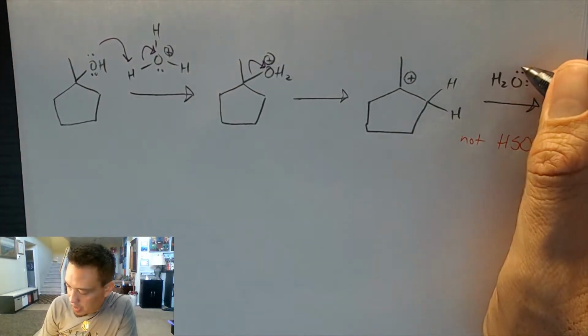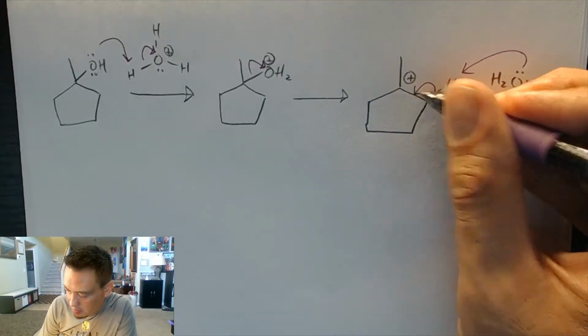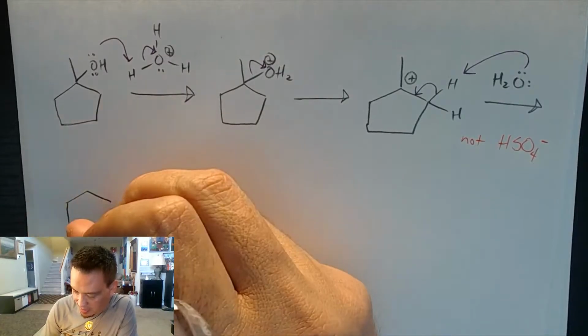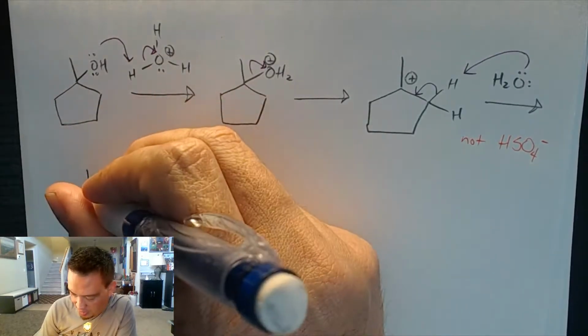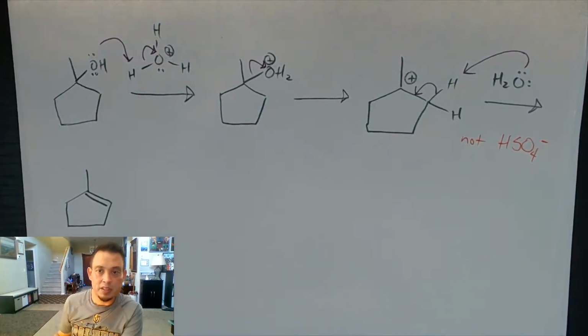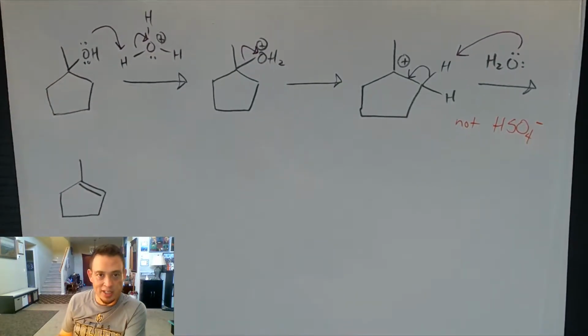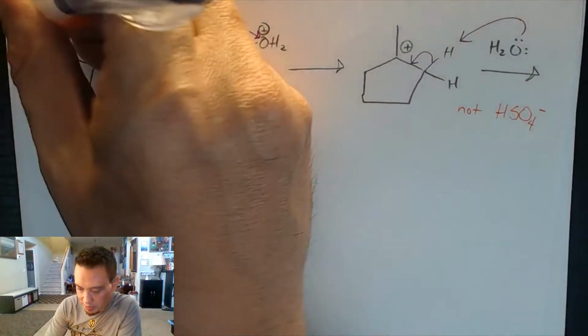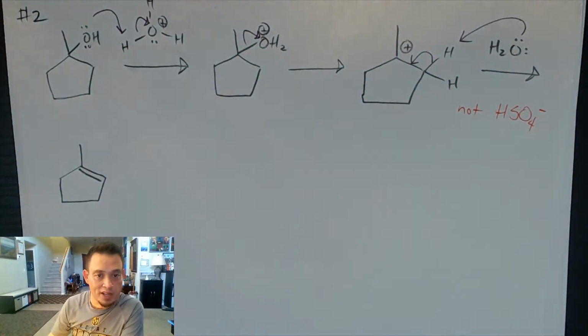All right, so go ahead and show your last step of the E1. Boom, boom, get the double bond. And then you're always going to get the Zaitsev product here, most substituted. You can only get the Hofmann product if you're doing E2 eliminations. All right, and that was number 2 on the short answers.